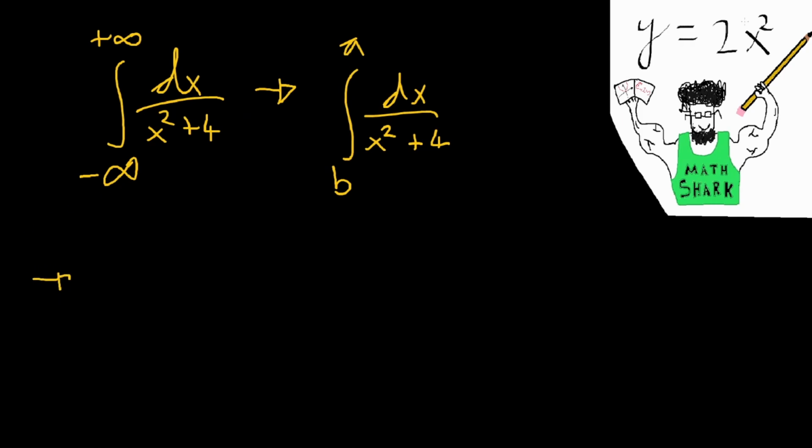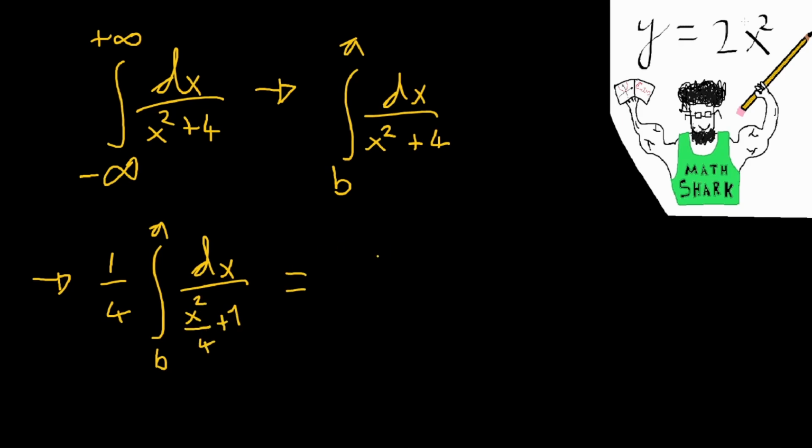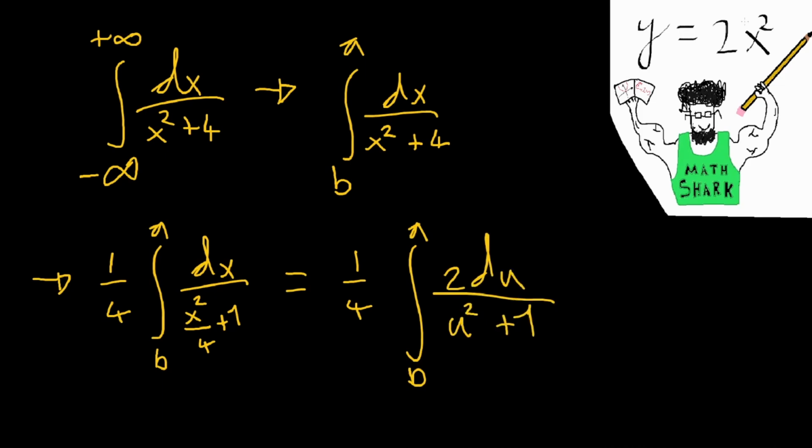So now we have a quarter, integral from a to b of dx over x squared over 4 plus 1, equals 1 over 4, integral from a to b of 2 du over u squared plus 1. And now, as we can see, we can take the 2, which is a constant, to the front of the integral to get a half here.